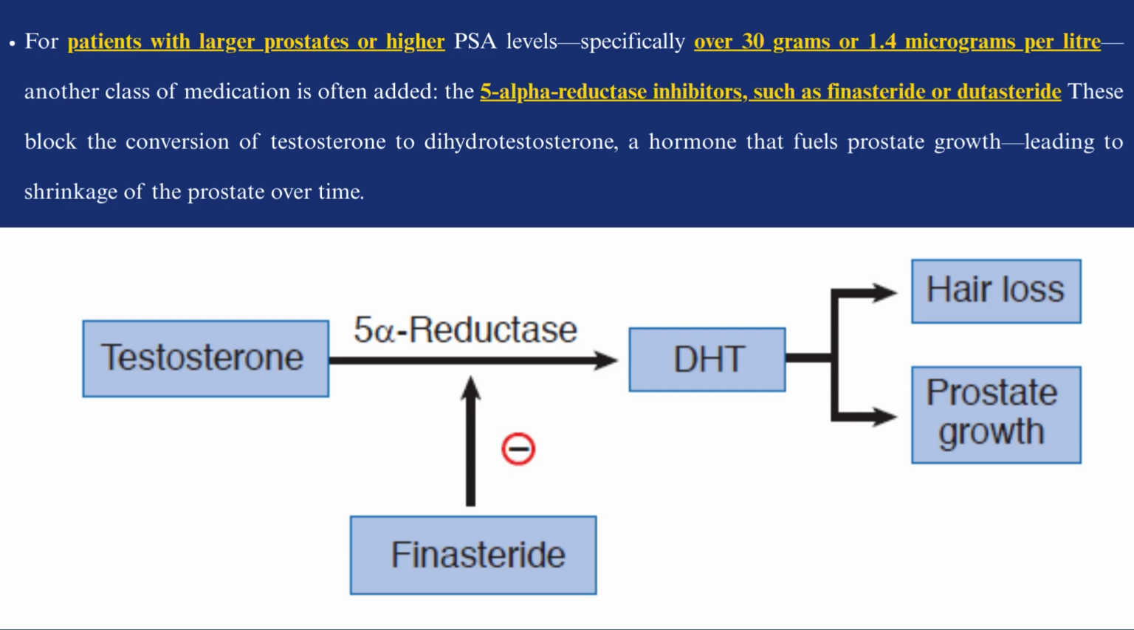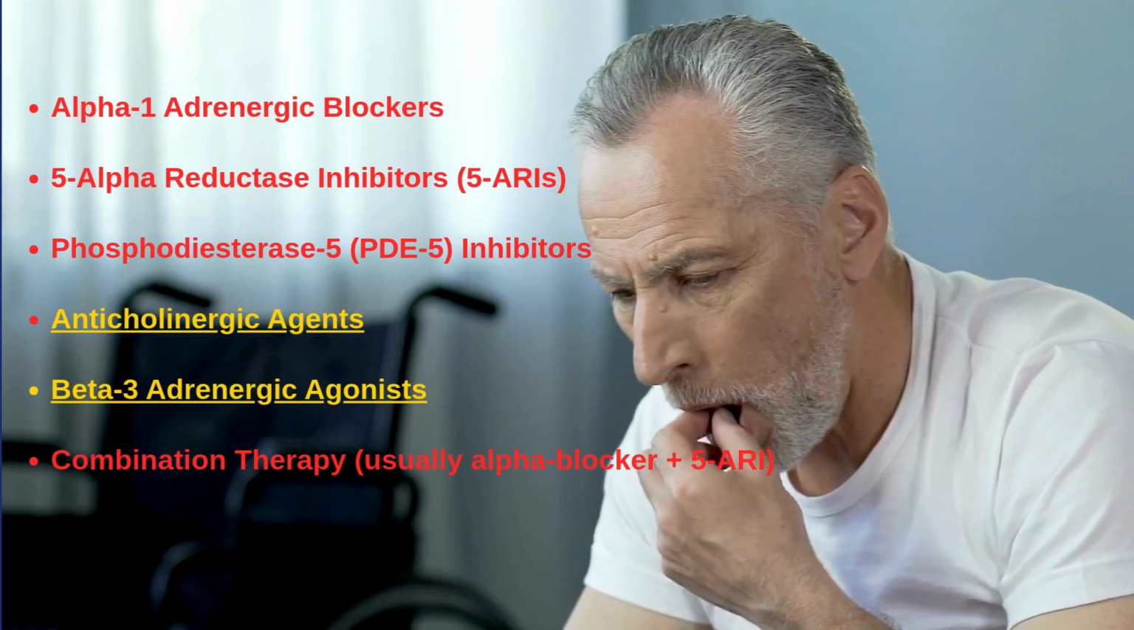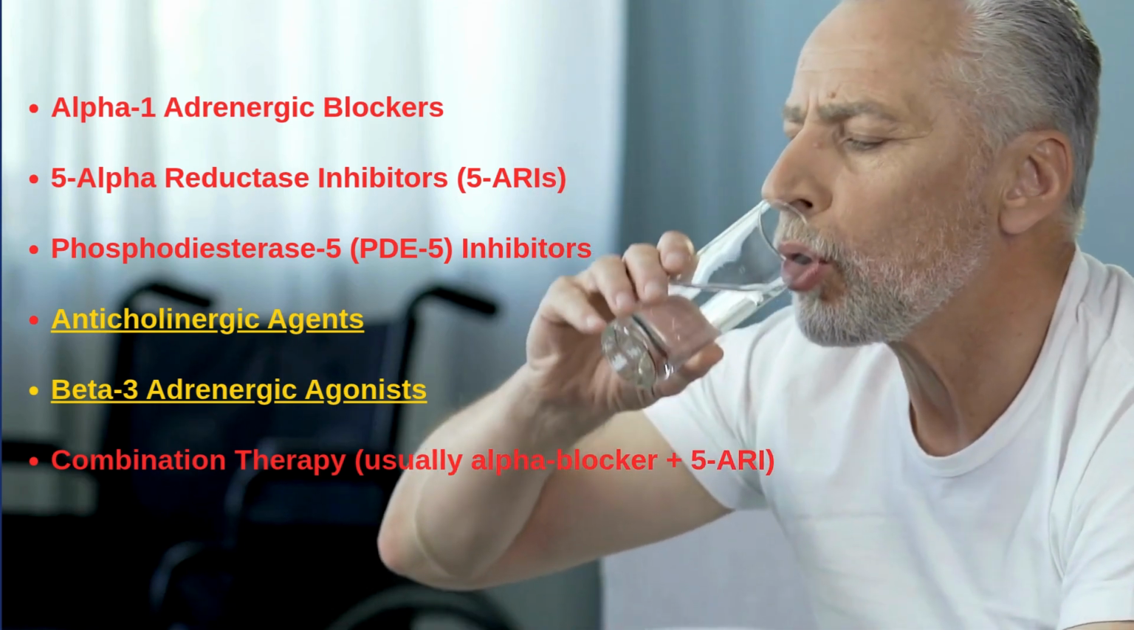For the patient with a prostate volume over 30 grams or a PSA level above 1.4 milligram per liter, 5-alpha reductase inhibitors like finasteride or dutasteride may be added. These drugs reduce the dihydrotestosterone and shrink the prostate, but they have a delayed onset of action. The important note here is they should not be used in men who have bladder outlet symptoms without prostate enlargement. A combination of an alpha blocker and a 5-alpha reductase inhibitor is often more effective than either alone, giving the benefits of both rapid symptom relief and long-term prostate shrinkage.